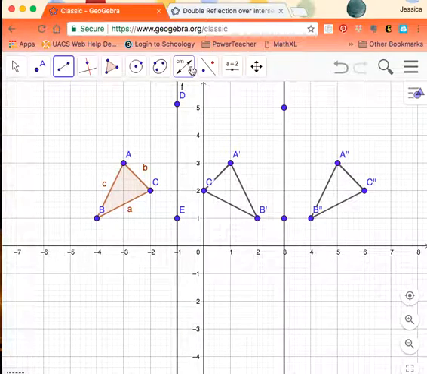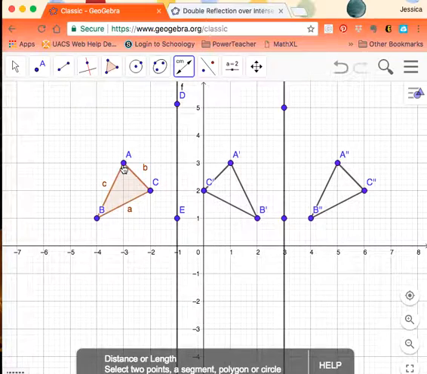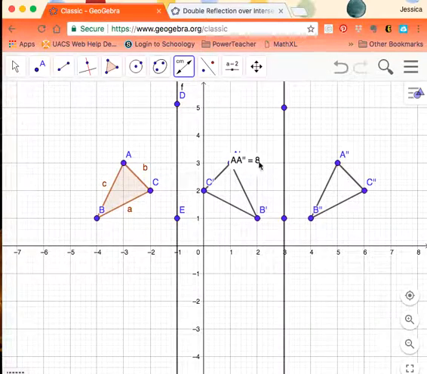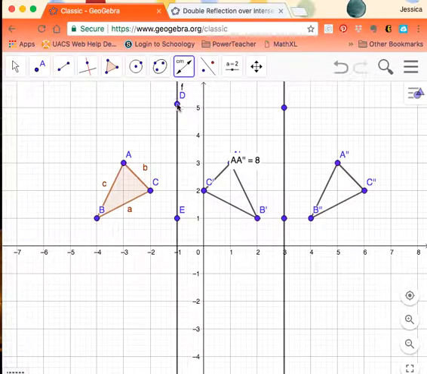Ultimately, I want to figure out the distance that I've traveled, okay? So if I measure my distance from A to A double prime, I have a length of 8, okay? Well, when I measure the distance between the two lines, notice my distance is 4, okay?